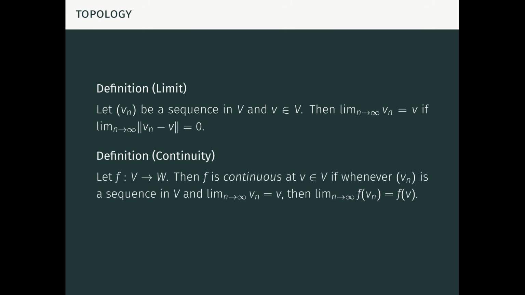With this definition of limit, we can easily define the notion of continuity. So let f be a function from V to W. Then f is continuous at v in V by definition if whenever v_n is a sequence in V and the limit of v_n is equal to v, then the limit of f(v_n) is equal to f(v). Note that the first limit is happening in V, whereas the second limit is happening in W. Under these definitions, many, but not all, familiar properties from Euclidean space R^n hold. We're not going to develop the general theory of continuous functions, but we will just use whatever we need.